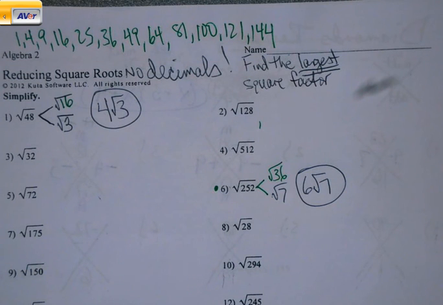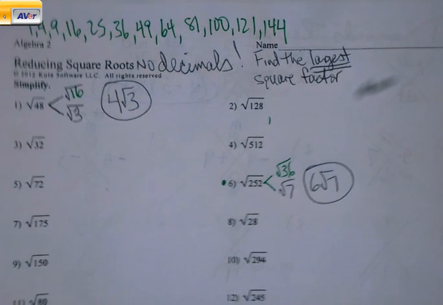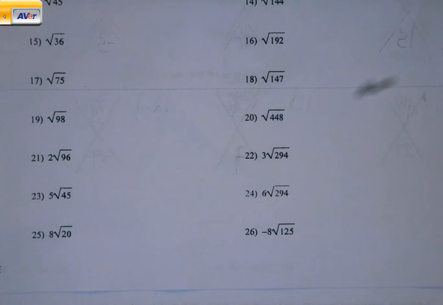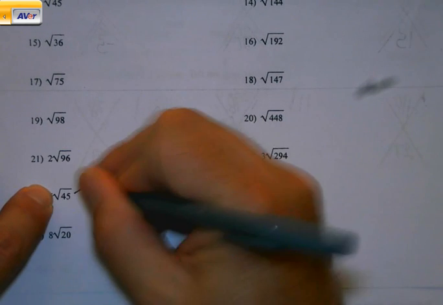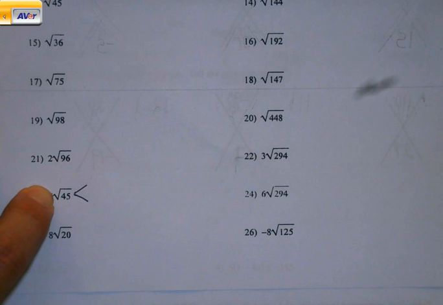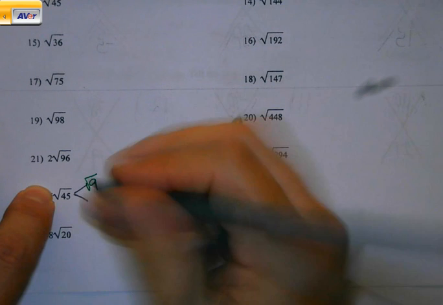So the other question that typically will come up with these is, well, what happens if there's a number on the outside? So, for instance, let's say number 23. And then I will move myself out of the way here. Okay, we're going to ignore the 5 here momentarily and just break down the 45. So 45, this one should be a little easier. What's going to be my perfect square that goes into 45? 9. Because 9 times 5 is 45.